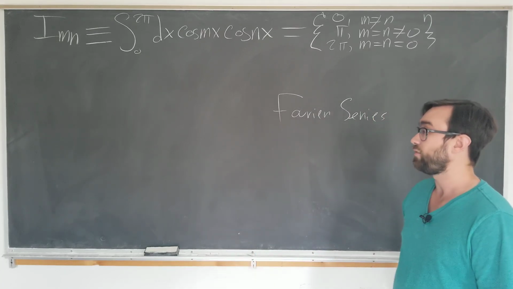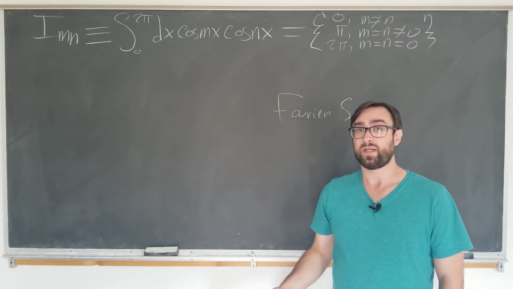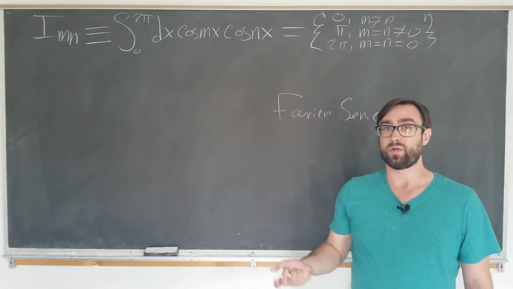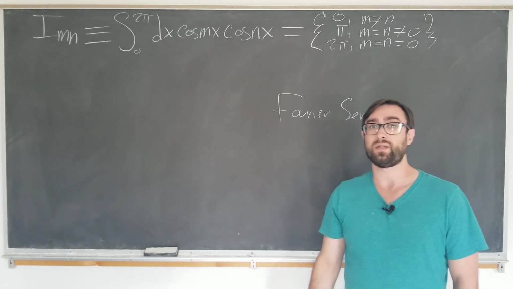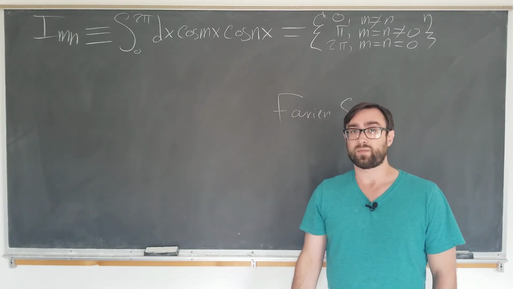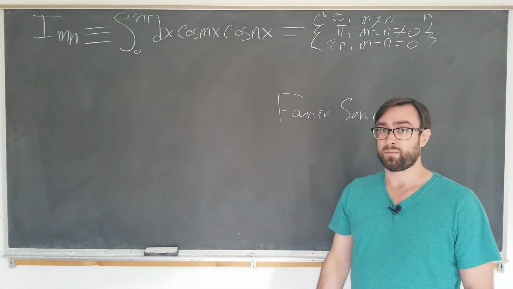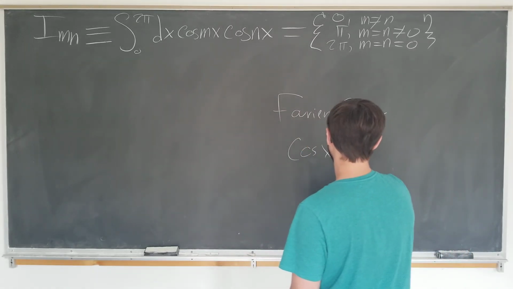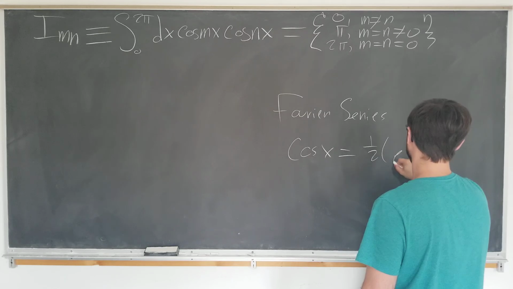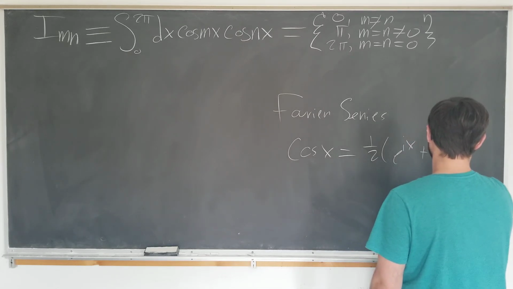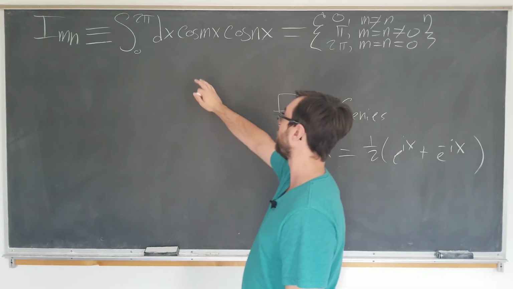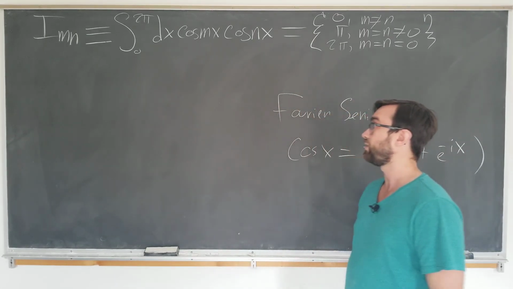There are several other families which I'll discuss later, but they can all be derived using the same principles which we're going to discuss today, which will be the complex exponential representation of the cosine function. So cosine x is equal to 1/2 (e^(ix) + e^(-ix)). This is going to be the main tool that we use in the evaluation of these integrals.